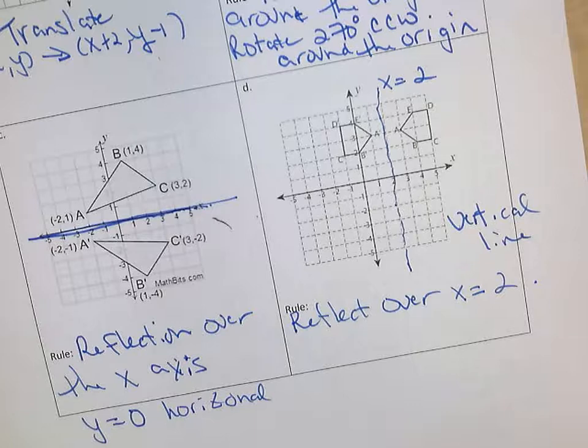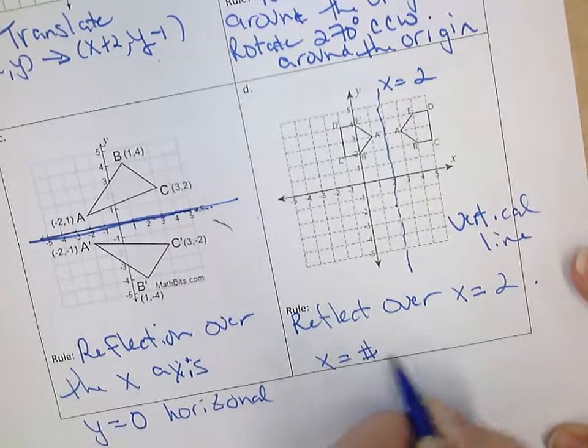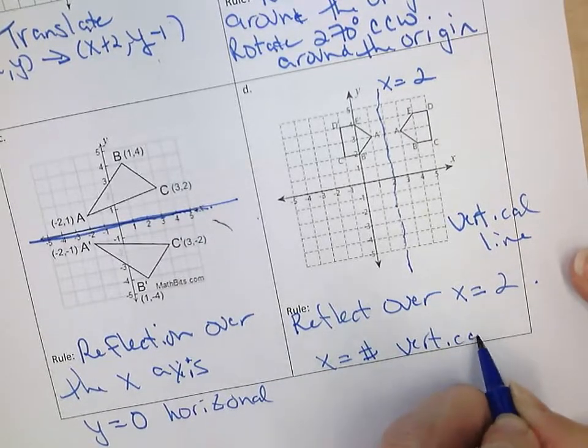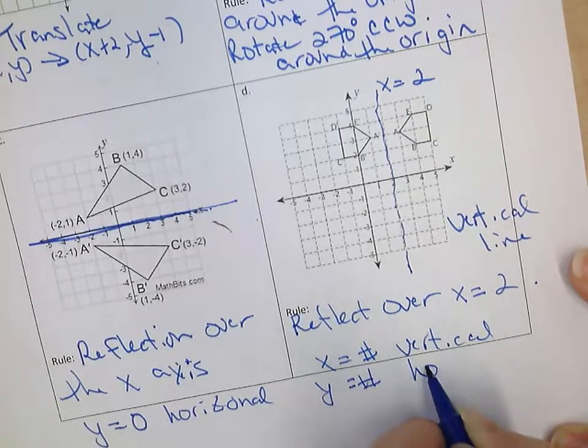So you have to keep in mind that x equals a number is vertical. Y equals a number is horizontal.